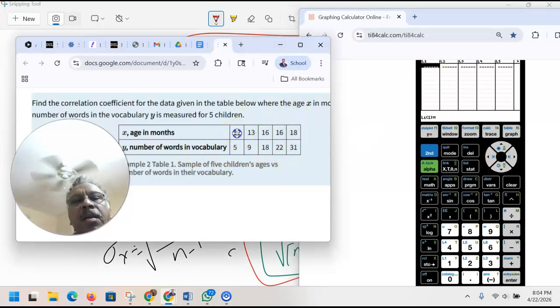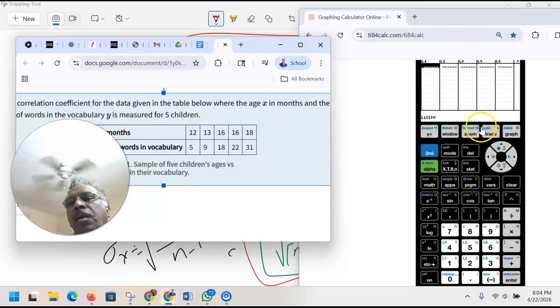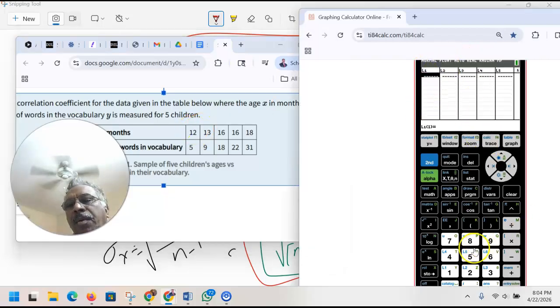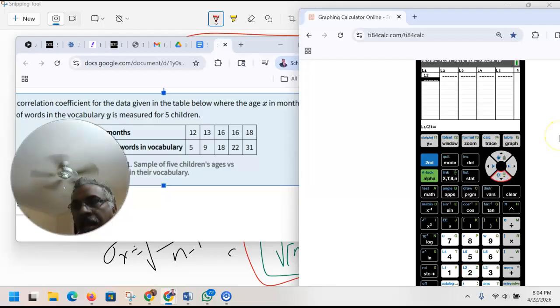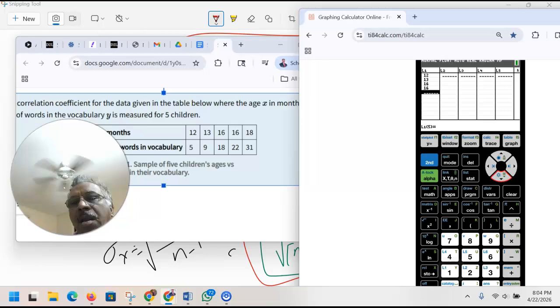So first number is 12. You can see this 12. So in the calculator, I'm going to put 12, enter, and you can enter or you can scroll down. Then the next one is 13. So put 13, go down. Then next is 16, go down. Another 16, go down. And 18, okay. So we have five children. There are five of them whose ages are given.